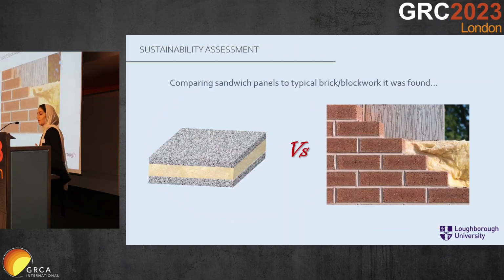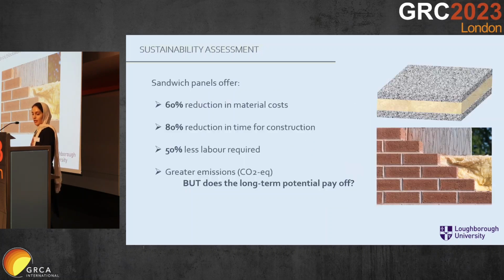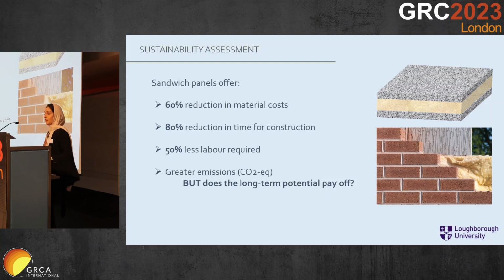And if you also remember, I also talked about a sustainability assessment. For this, you typically would compare it to something else, so you'd have a comparative analysis. And because we're using this for load-bearing applications, the best example would be to compare it to a typical brick and block work. And with that, we were able to find that actually using the sandwich panels, we were able to reduce material cost by 60%, reduce construction time by 80%, and reduce the labor by almost half.